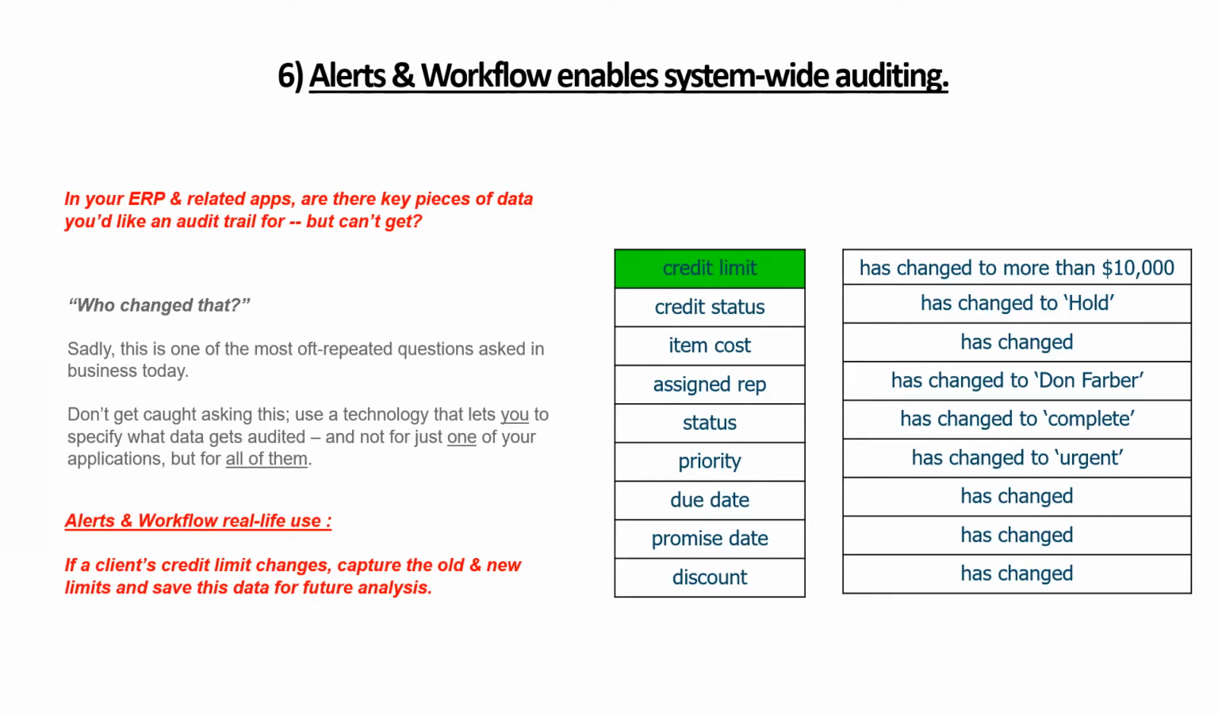Okay. And so here again is another real life scenario. If a client's credit limit changes, capture both the old and the new limits and save this for the future. Why did it change? Who changed it? How much did it change? Again, key pieces of information that maybe your system doesn't capture, but you can have alerts and workflow watch for those type of changes.